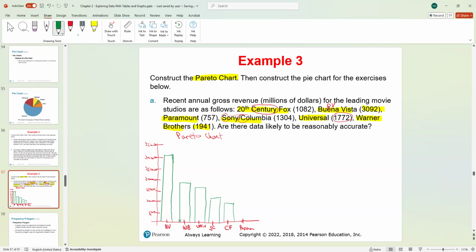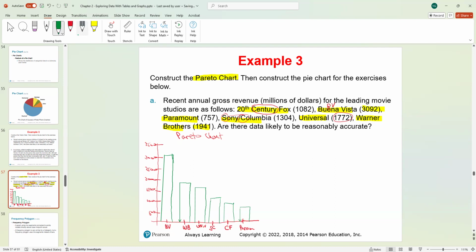And then we have Paramount 700. So 700, maybe somewhere here. All right, so this is a Pareto chart. For Pareto charts, you have to display your data in descending order. That's very, very important. A Pareto chart is a bar graph for categorical data with the added stipulation that the bars are arranged in descending order according to frequencies, right? So the bars decrease in height from left to right, as you can see.